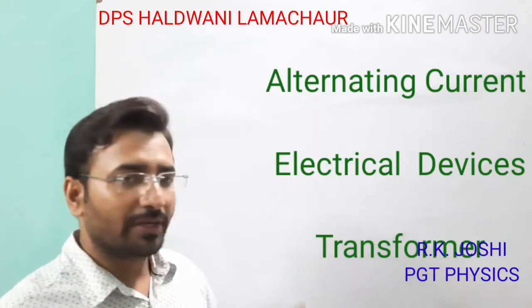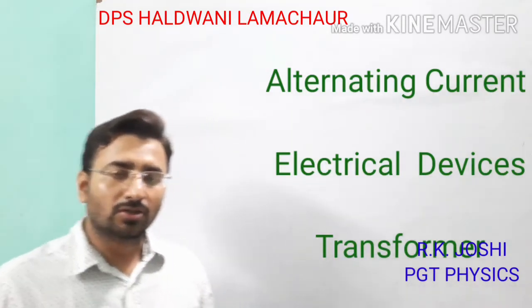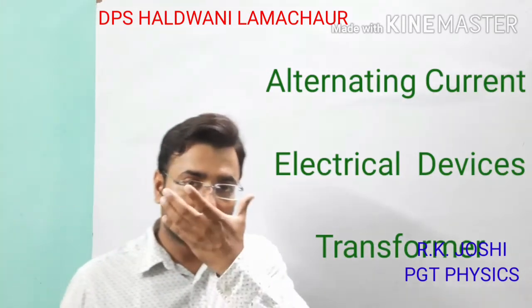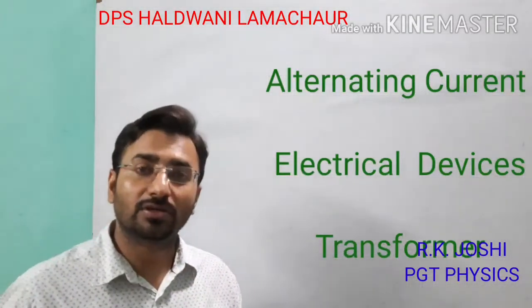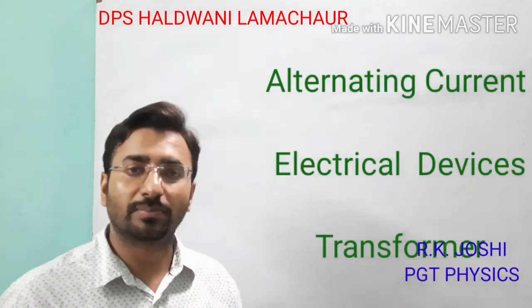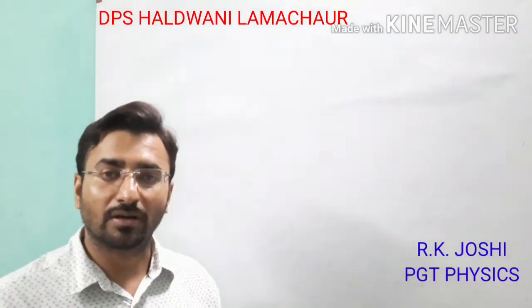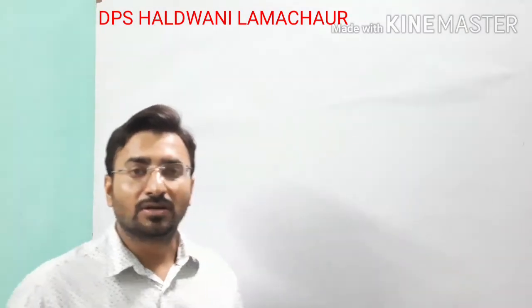So today we will discuss the next topic of electrical devices in the chapter alternating current. The topic name is transformer. In this topic we will discuss what is the definition of transformer, what is the principle of transformer, and how many types of transformer there are. So first I will start my topic with the definition of transformer.